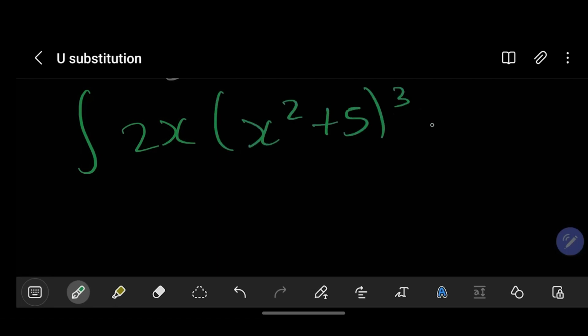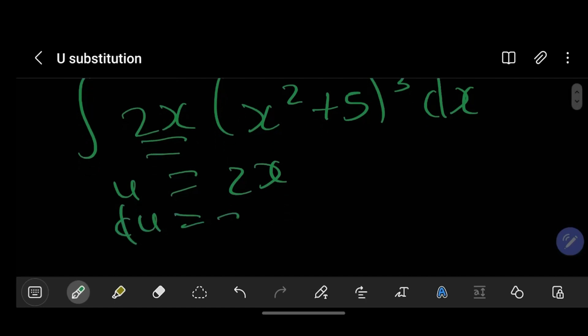Let's look at an example where we want to find the integral of 2x times (x squared plus 5) cubed dx. First step, we need to find what we are going to make u and du. So let's say we want to make u 2x. So if we make u equal to 2x, we can see that if we evaluate this with du, we'll have 2 dx. However, we will still have x squared plus 5 to deal with.